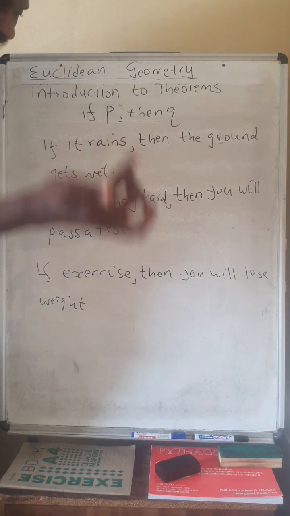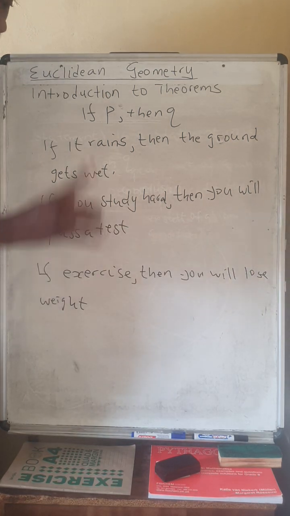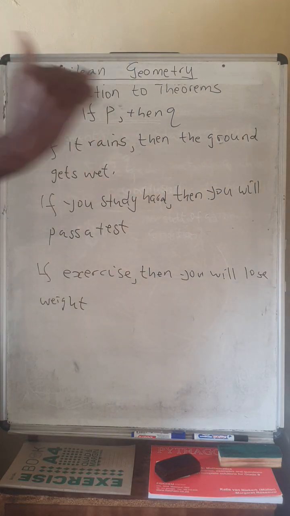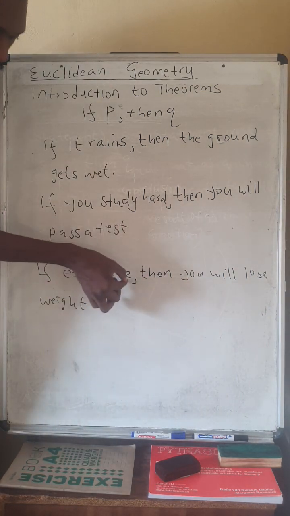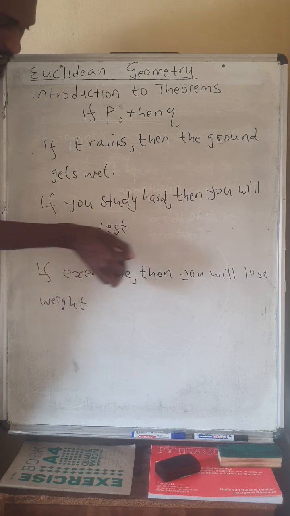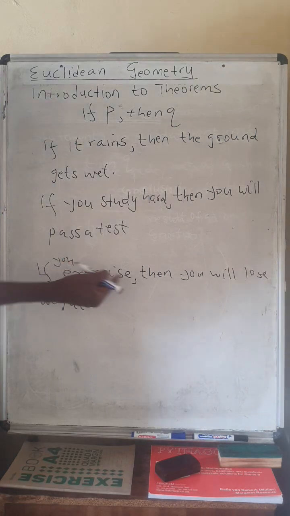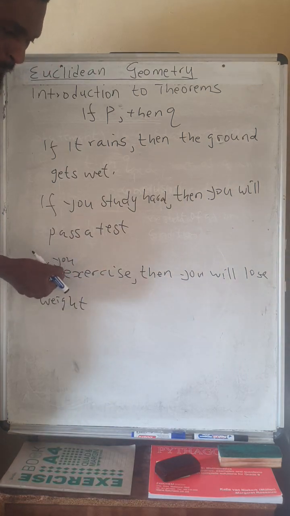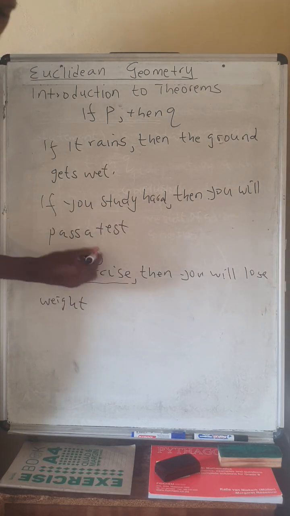So the conclusion, the result in this case becomes what? You will lose weight. But based on this conditional statement, it tells us that you will lose weight provided that something happened previously, and what happened was what? You exercised. If you exercise, then you will lose weight. So it means in order for you to lose weight, first you must exercise. That which you do first, which leads you into reaching a particular conclusion, will be called a condition.